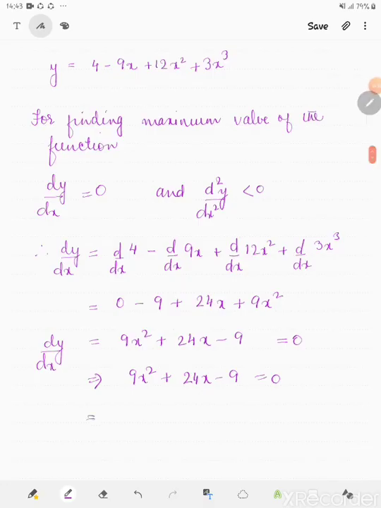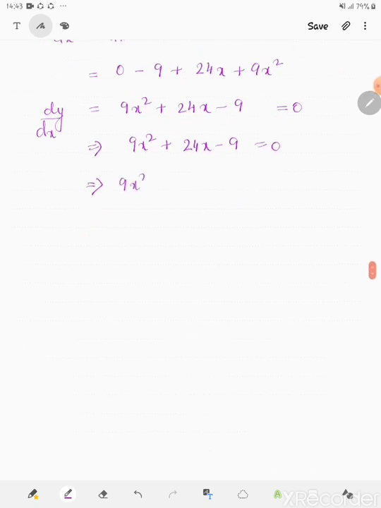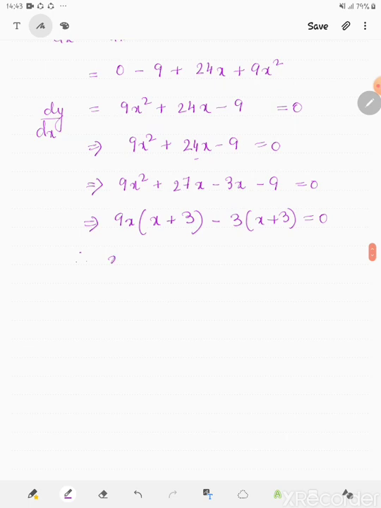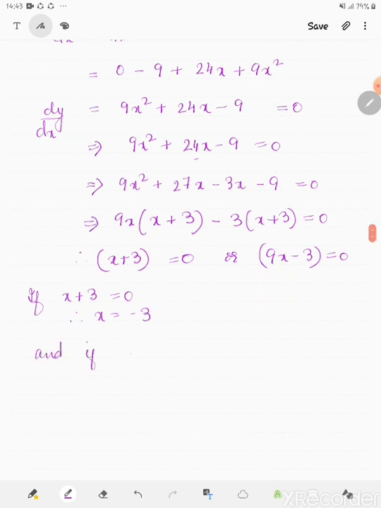Now we will factorize this and we get 9x square plus 27x minus 3x minus 9. Plus 27 minus 3 will make 24x, right? So we take 9x common, so x plus 3 in bracket, and then 3 we take common, so x plus 3 again is equal to 0. Therefore, either x plus 3 should be equal to 0 or 9x minus 3 should be equal to 0. If x plus 3 is equal to 0, then x is equal to minus 3, and if 9x minus 3 is equal to 0, therefore x is equal to 3 by 9, which is 1 by 3.